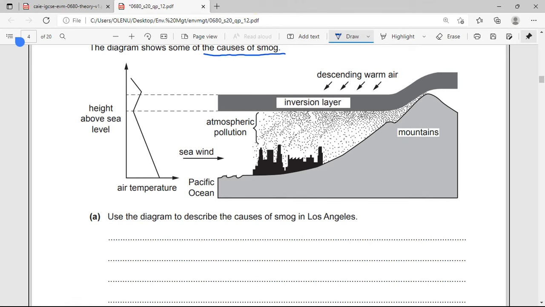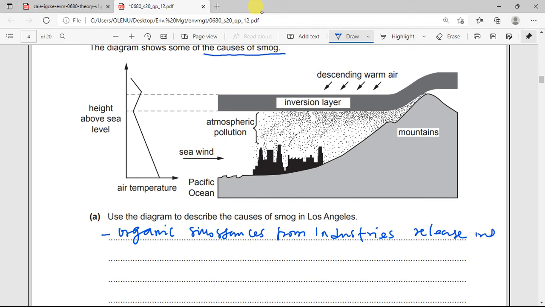This is quite straightforward because smog is caused by a process where volatile organic compounds from industry cause air pollution and lead to temperature inversion. First, you have substances from industries going into the atmosphere. That's where you should start from. Organic substances from industries are released into the atmosphere, thereby causing air pollution.